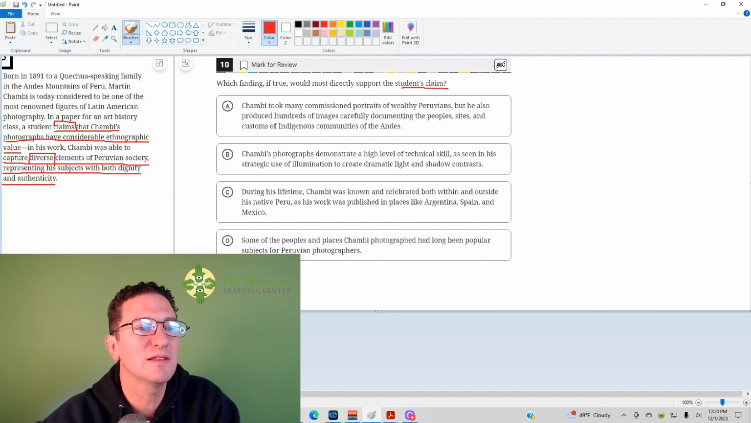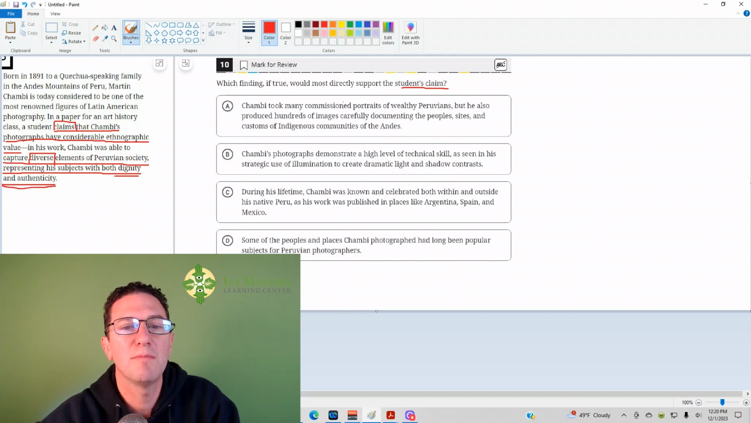Here the claim is that Chambi's photographs have considerable ethnographic value. He captures diverse, meaning different, elements of Peruvian society, representing his subject with both dignity and authenticity. Answer is A. He took many commissioned portraits of wealthy Peruvians.